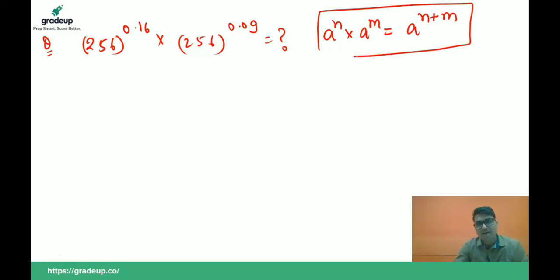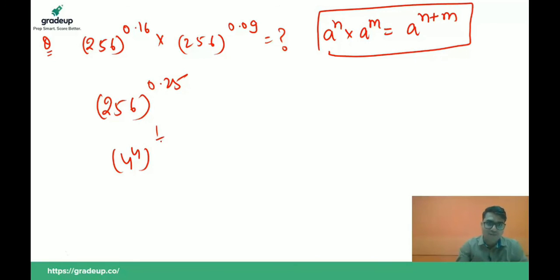Alright guys, applying this formula we will get 256 raised to the power 0.25. Now 256 is 4 raised to the power 4, and I can write the power 0.25 as 1/4. This will cancel out with this, and you will get 4 as your final answer. I hope you got the point. It is again a very easy question, so let's move on to the next question.